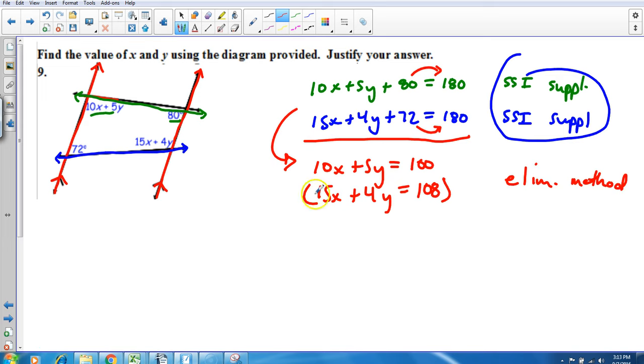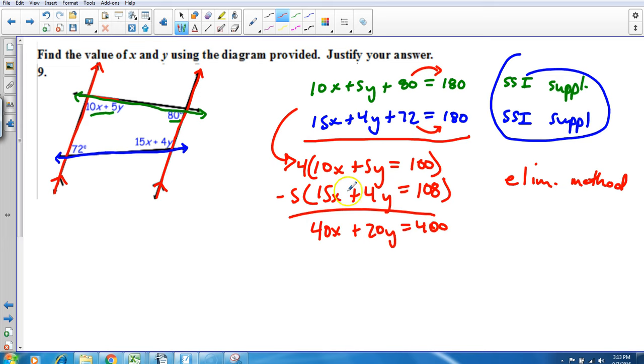So I need to get one of these variables out of here. The variable I'm choosing to get out of here is the y. So I want my y's to cancel. I'm going to multiply my equation down here by -5, my equation up here by 4. That way they have opposite signs. And we're going to combine these two. So I'm now going to have 40x plus 20y equals 400.